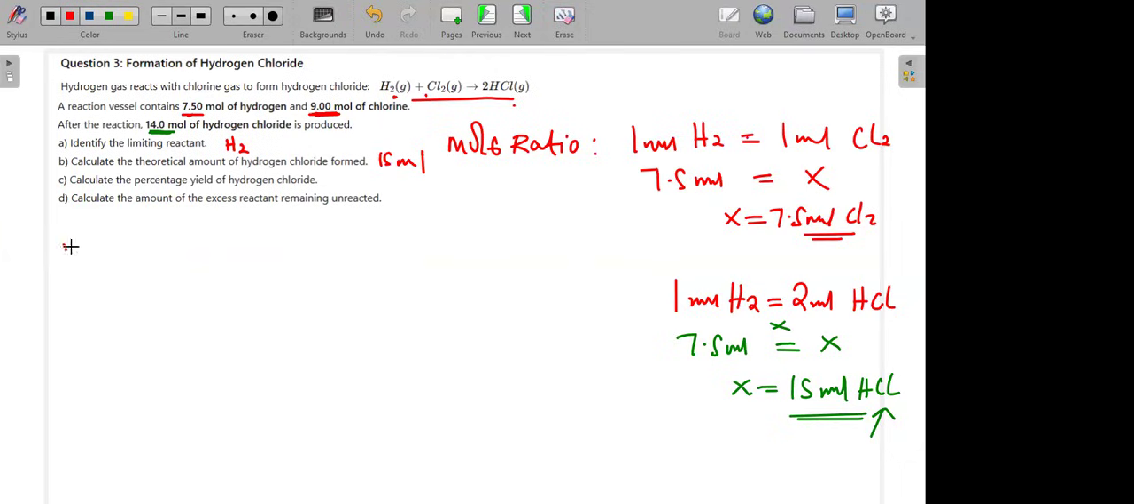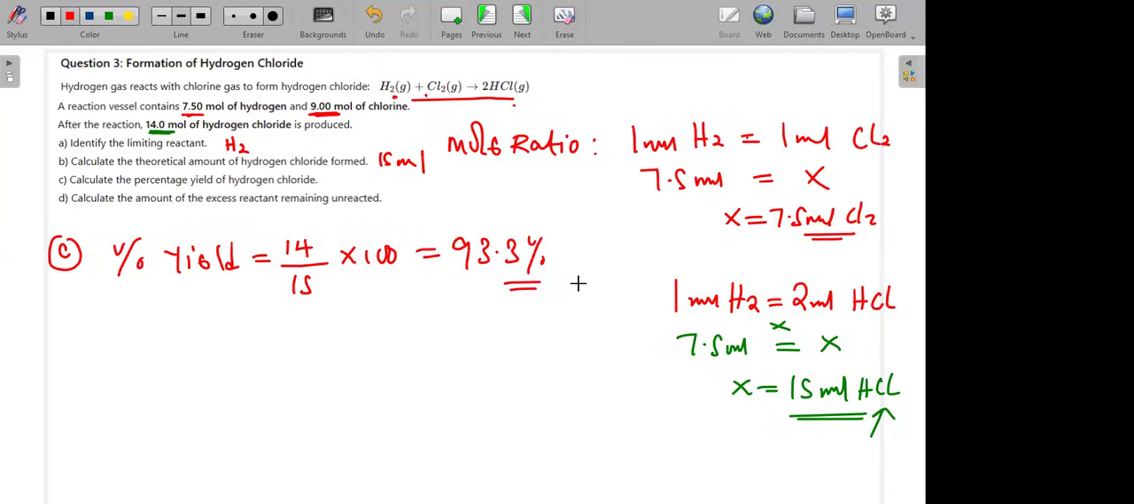To calculate C, which is the percentage yield, it's going to be equal to the actual yield, which is 14, divided by the theoretical 15, multiplied by 100. This gives me 93.3%. So this is the percentage yield.